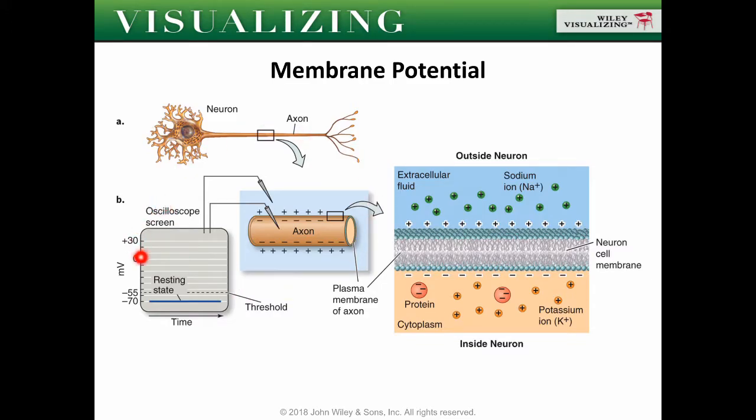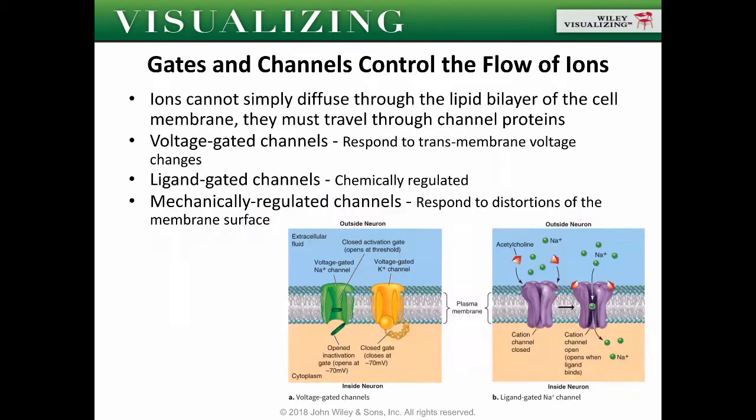So how do they know the value of negative 70? Of course, they measured it. You have an oscilloscope that measured the action potential. Actually, you will be doing that in your Labster activity.